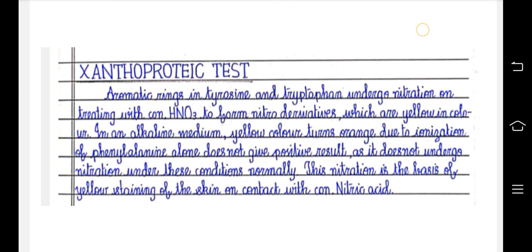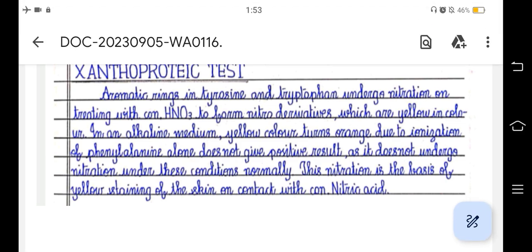Xanthoproteic test. Aromatic rings in tyrosine and tryptophan undergo nitration on treatment with concentrated HNO3 to form nitro derivatives, which are yellow in color. In an alkaline medium, the yellow color turns orange due to ionization. Phenylalanine alone does not give a positive result, as it does not undergo nitration under these conditions. Normally, this nitration is the basis of yellow staining on the skin in contact with concentrated nitric acid.